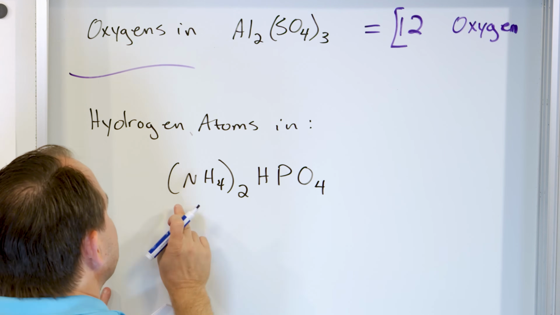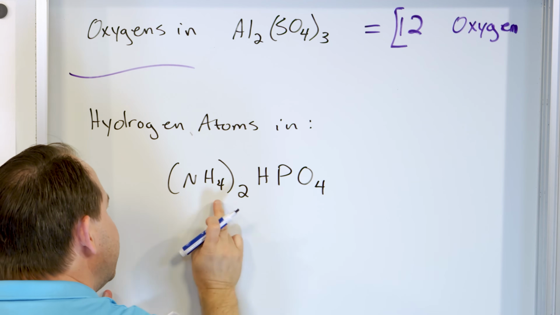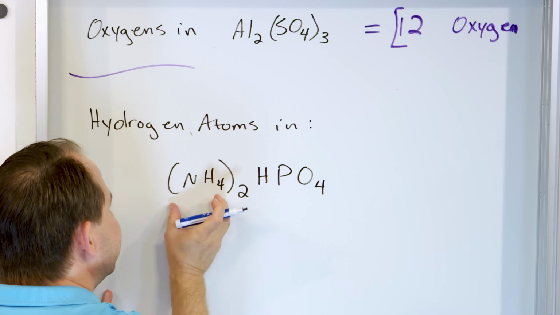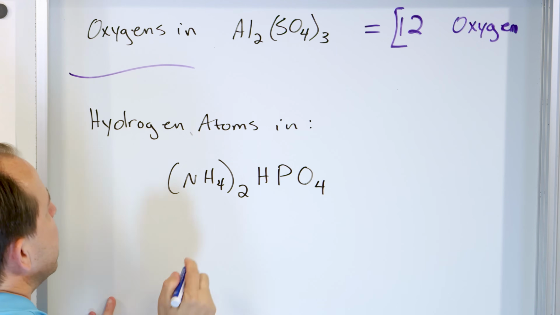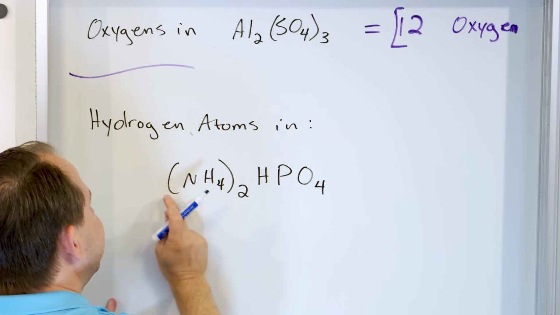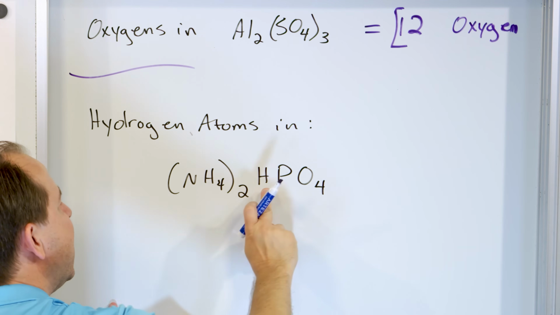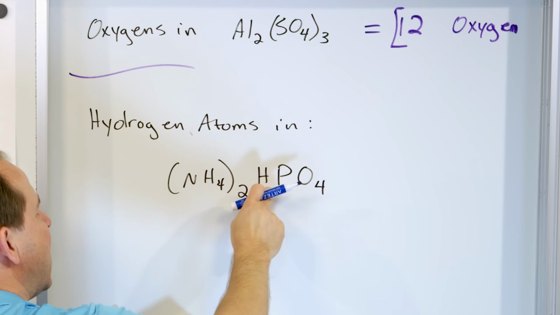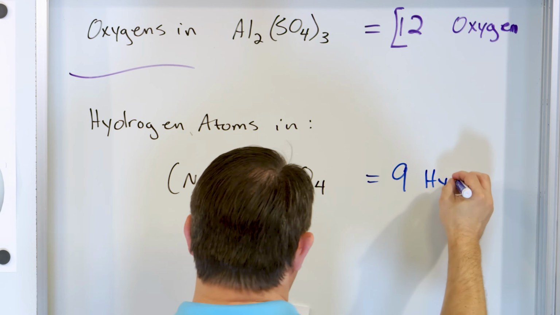Again, when you see parentheses, this acts as a unit. And we're going to learn later that this is a unit that's kind of bonded together as a self-contained thing. And there's 2 of those, and then we have the rest as well. So if there's 2 of these units and each one has 4 hydrogens, 2 times 4 is 8 hydrogens, and then we have 1 more hydrogen from the outside that's totally separate, so there's a total of 9 hydrogens.